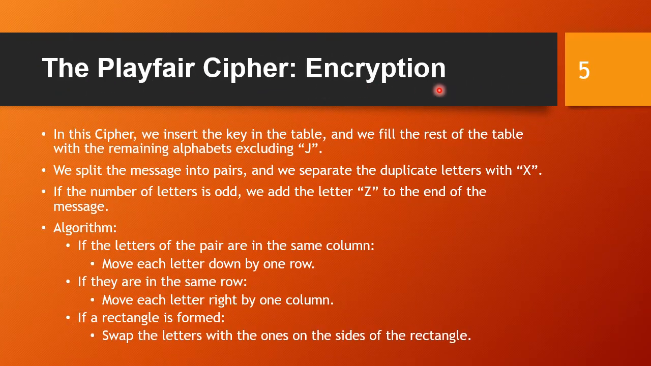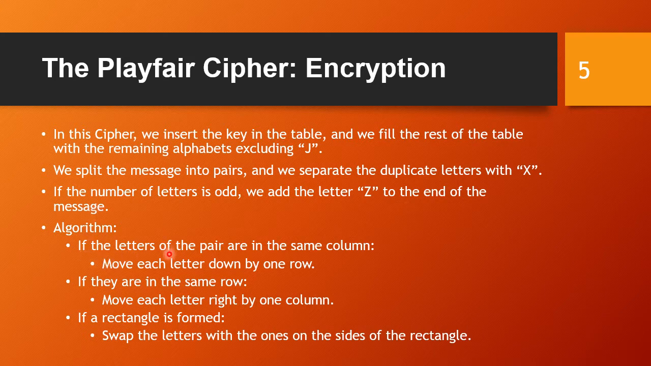Now moving to the encryption algorithm of the Playfair cipher. In this cipher, the key is inserted into a 5x5 table, and then the rest of the table is filled with the remaining alphabets excluding the letter J. The message is split into pairs, and the duplicate letters are separated with the letter X. If the number of letters is odd, we add the letter Z to the end of the message.